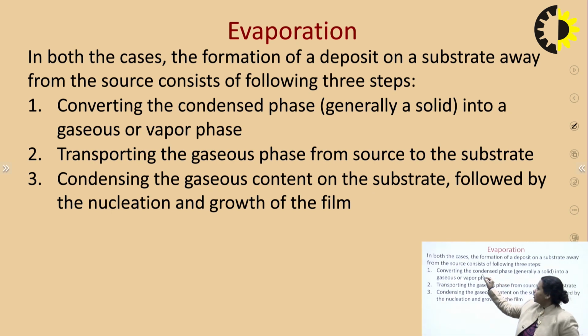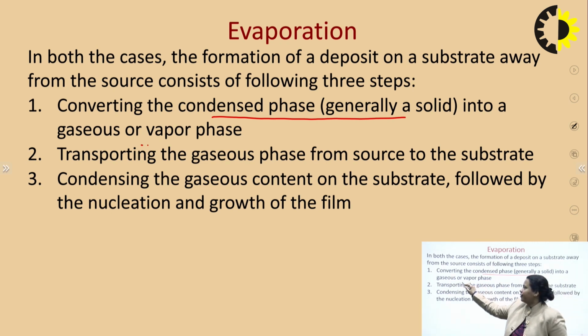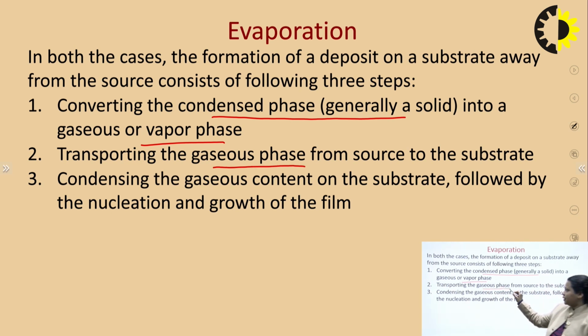The first step is converting the condensed phase, generally a solid, into a gaseous or vapor phase. So how are we creating it? Then the gaseous phase which we create is transported from the source to the substrate. Suppose this is a source. First of all, we have created the wafer from it, and those wafers are going to be used on a substrate. So here it is happening like this.